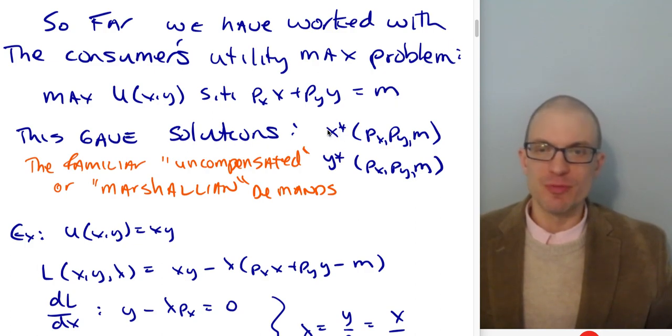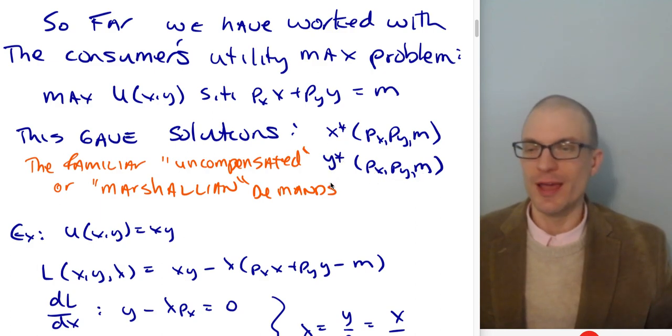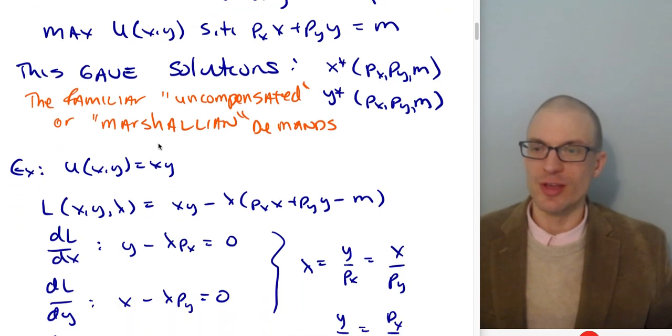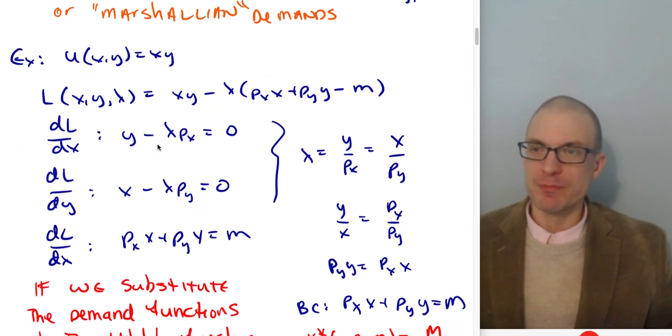So the optimal demand for X, this is Marshallian demands, as a function of the price of good X, price of good Y, and then the income, and the optimal demand for good Y as a function of price of good X, price of good Y, and then the income. So I say these are our familiar uncompensated, or the terminology I've used is Marshallian demands. And this is what we get as a result of the consumer's utility maximization problem. We saw this for Cobb-Douglas, for perfect substitutes, for perfect complements, and for quasi-linear. Here's an example with Cobb-Douglas.